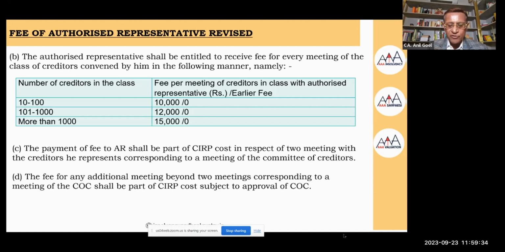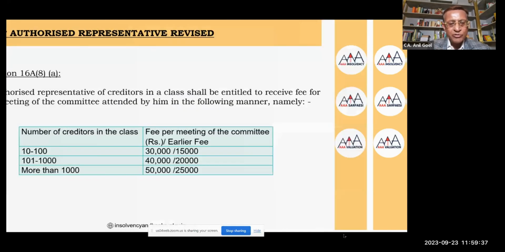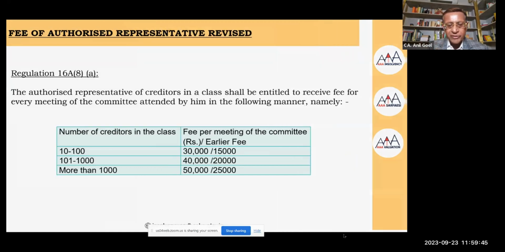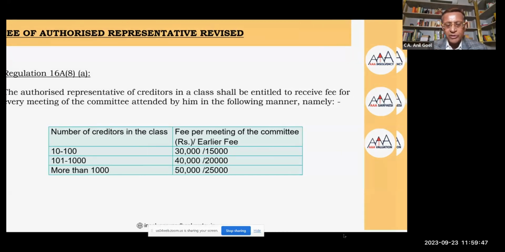Now let us understand, for one COC meeting where the total class of creditor claims are more than 1,000 rupees, the first fee that the AR will get is 50,000 rupees. Then the AR will get 15 into 2, 30,000 rupees, from the meetings with the class of creditors. So it becomes 50 plus 30, it becomes 80.